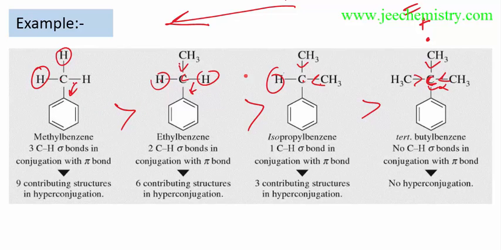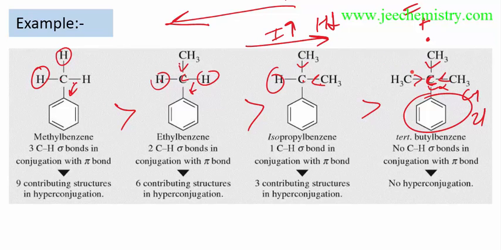So as the inductive effect increases, the hydrogens decrease in the alpha carbon which is attached with this group. This group is unsaturated. With respect to this group at the alpha position, as the hydrogen increases, hyperconjugation increases. But as the inductive effect increases in this direction, the hydrogens decrease, so the hyperconjugation decreases. That's why this group is more stable than this, in the increasing order of stability.